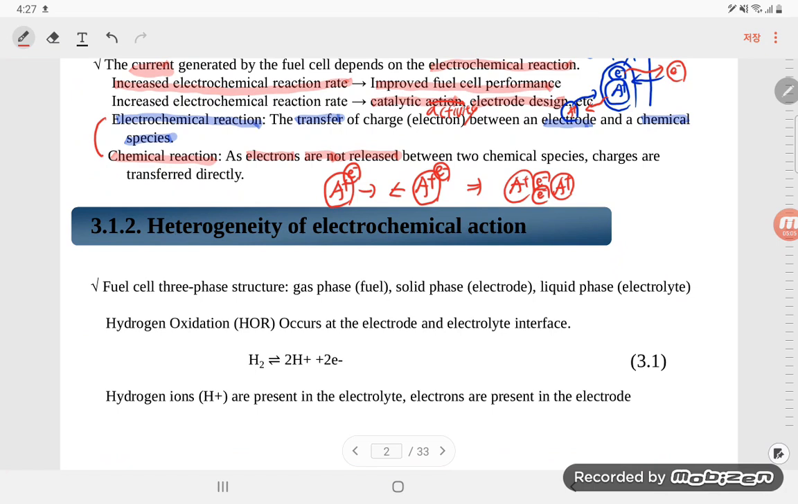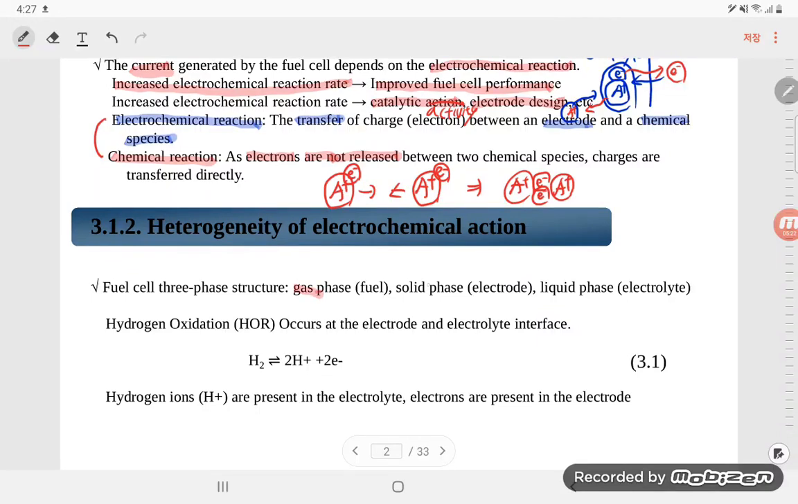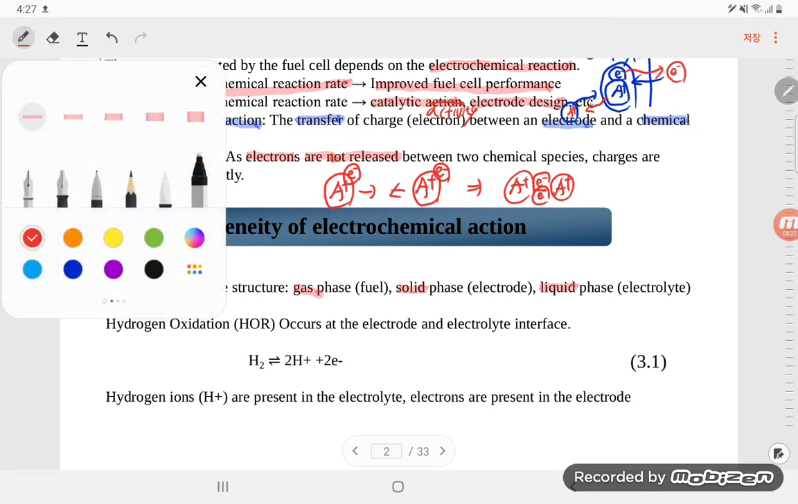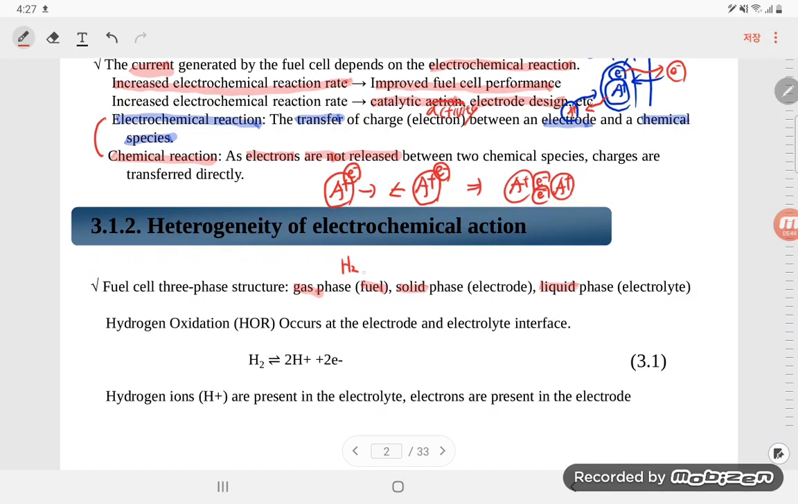And now let's take a look at the heterogeneity of electrochemical reaction. The fuel cell has a tri-phase, or three-phase, structure. There is a gas phase, a solid phase and a liquid phase. As I said, there is a TPB where these three components meet together. And what is the fuel? Fuel is the gas, right? So the hydrogen gas or the oxygen gas.